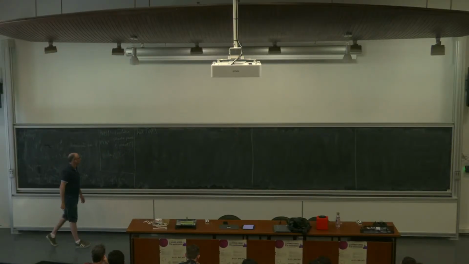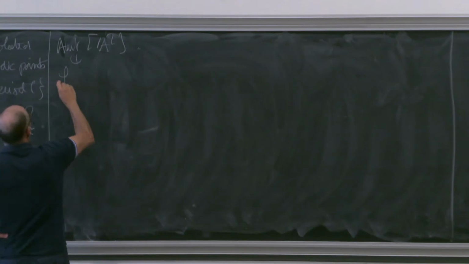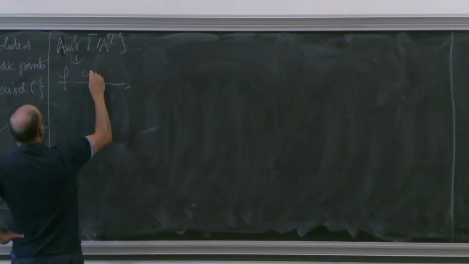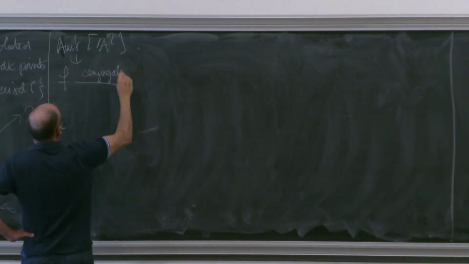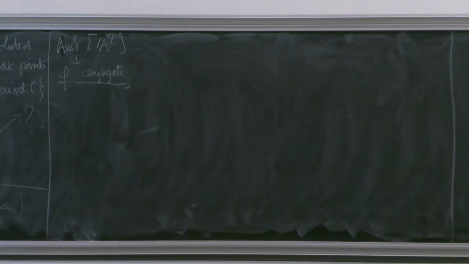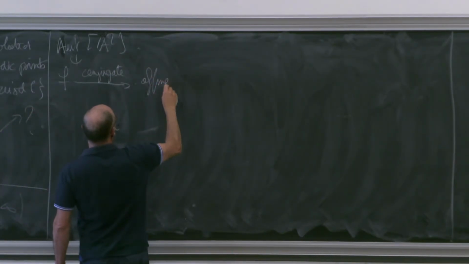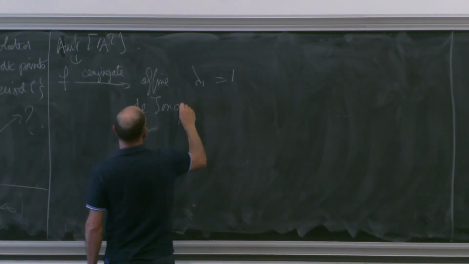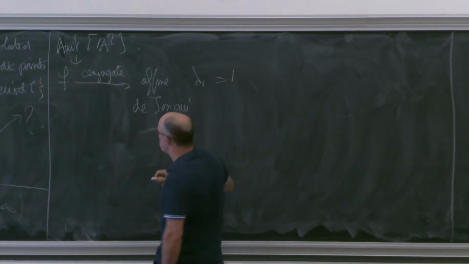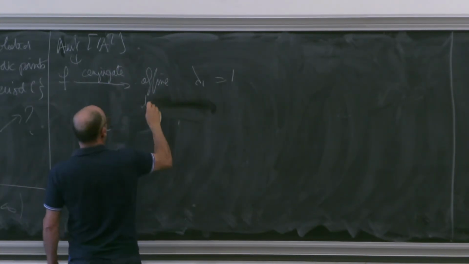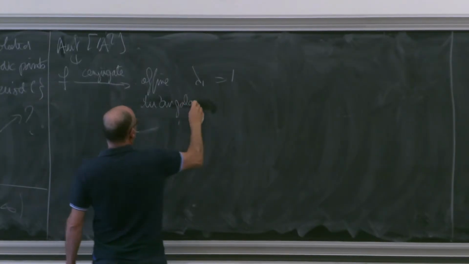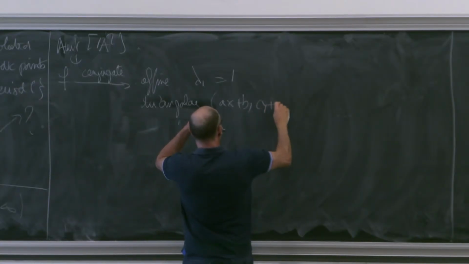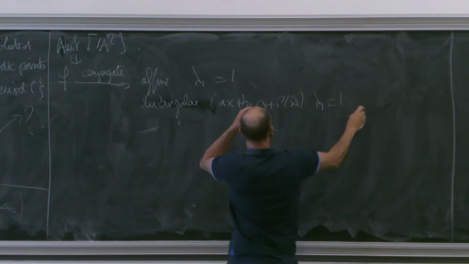And so remember that if f is an automorphism of the affine plane, then you have three possibilities up to conjugation by the right element of this group. Then you end up with an affine map, where lambda 1 is equal to 1. Or a triangular map: (x, y) goes to (ax + b, cy + p(x)). Again, lambda 1 is equal to 1.